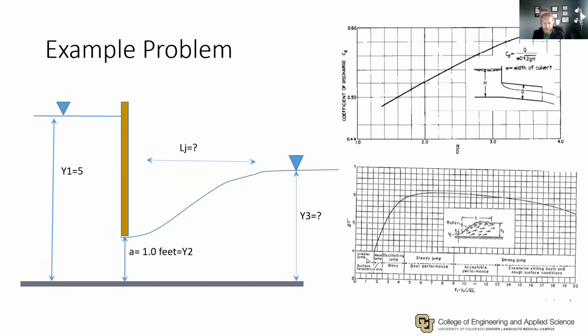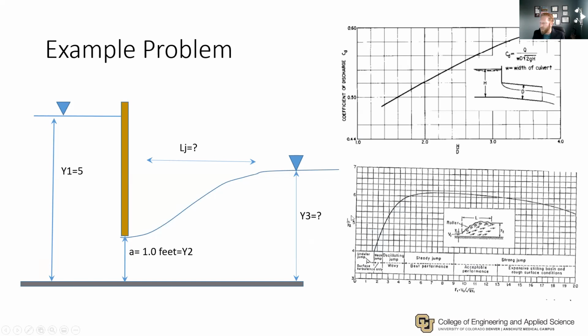So let's go over an example problem of a sluice gate. We're going to have an upstream depth of 5 feet, and there's going to be an opening of 1 foot. So the sluice gate is opened 1 foot. The channel width is going to be 4 feet. And let's see what kind of jump we've formed and see how long that jump is. Then let's solve for the energy loss across that gate.